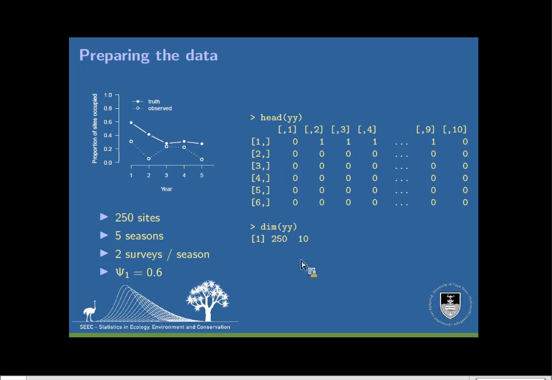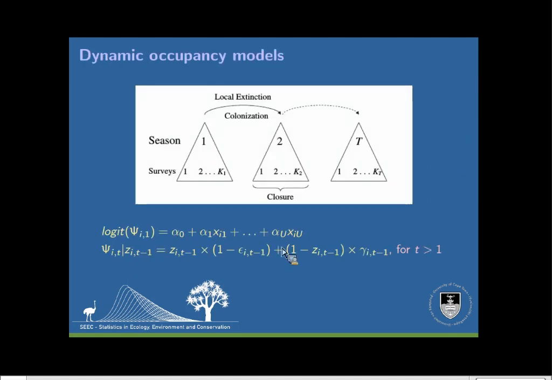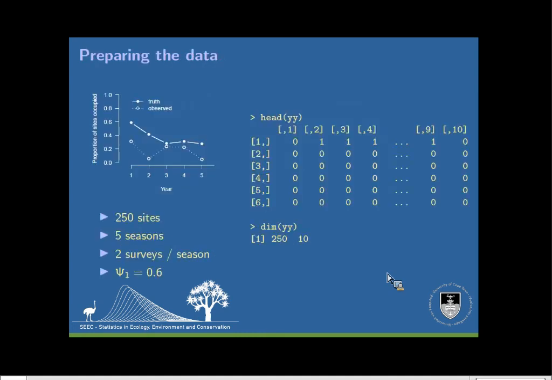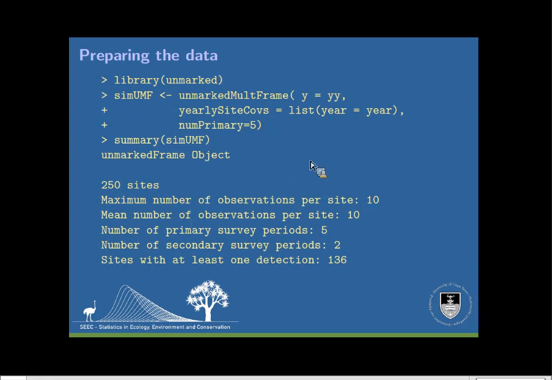Okay, so the data need to be in this type of format. It's like a long matrix where the surveys in the different seasons are just pasted together. The dimension of this matrix is 250 rows for the sites down the rows, and 10 columns for the surveys. Maybe just to go one step back quickly, I want to emphasize the parameters that we are going to estimate: the initial occupancy probability, then extinction and colonisation, and then also the detection probability. So it's 4 sets of parameters that we are interested in.